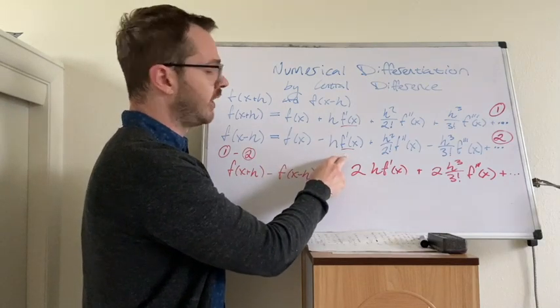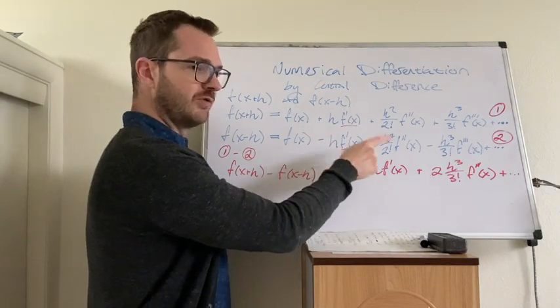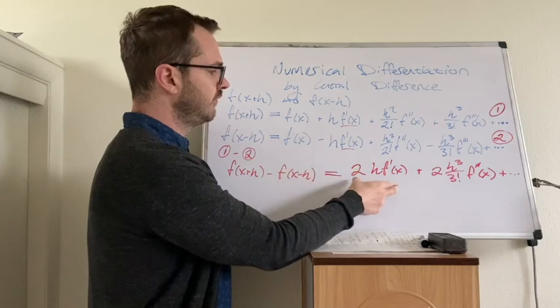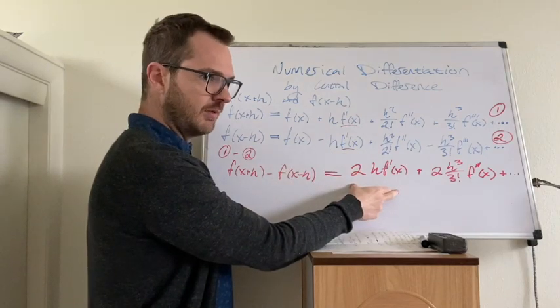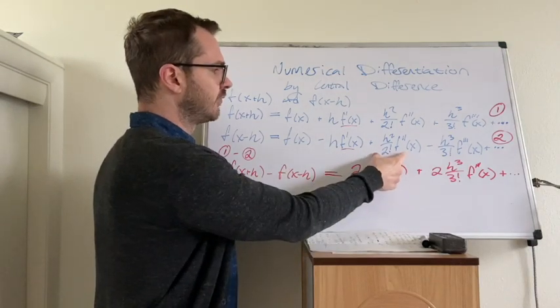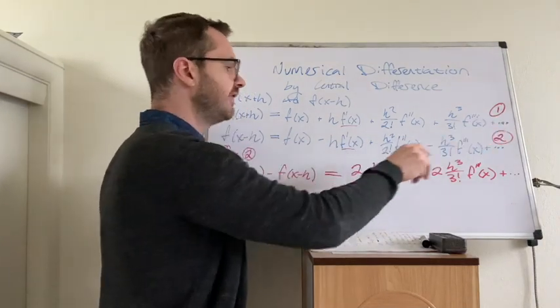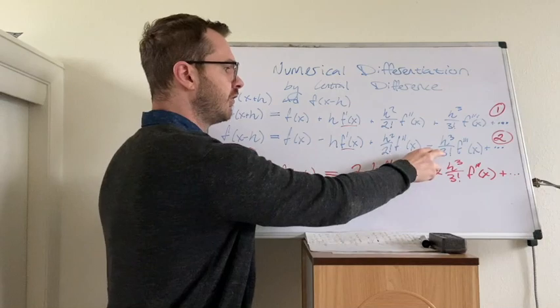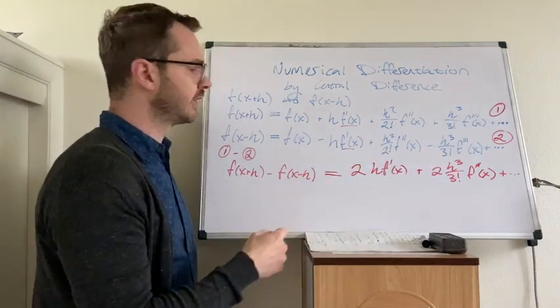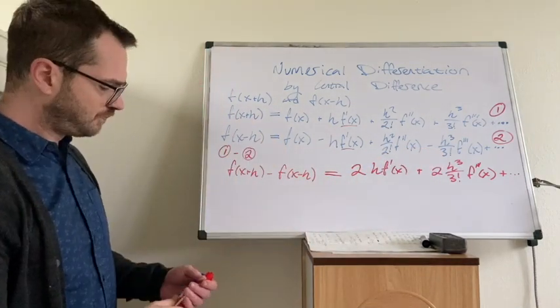Let's call this one an odd term because this is the first derivative. So the odd terms stay and they double. And then the even terms, the 0th derivative, the 2nd derivative, the 4th derivative, and on down the line, they're all going to equal 0. They're going to cancel, because we're subtracting.